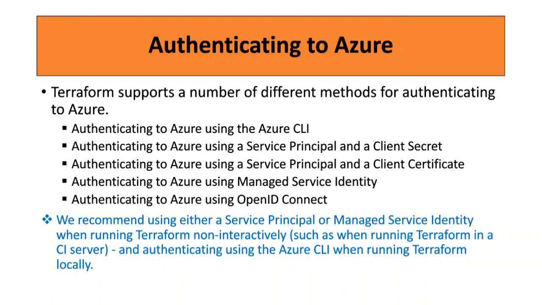So in this video I am not going to cover all the 5 options. We are going to see the top 2 options here: using Azure CLI, and using a service principal and client secret. There is also one recommendation from the Microsoft site. If you are using Terraform non-interactively, for example if you are using a CI server, in that case you should use a service principal or managed service identities. What if you are running Terraform from your local system? Then you should use Azure CLI.